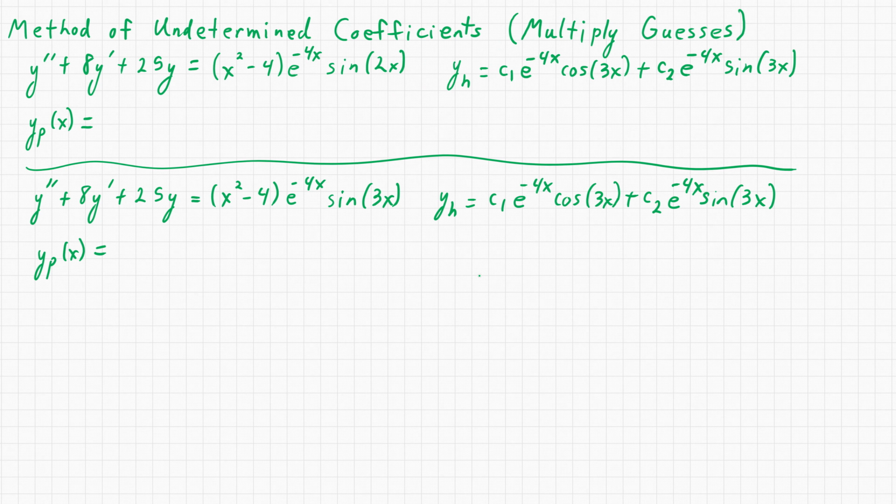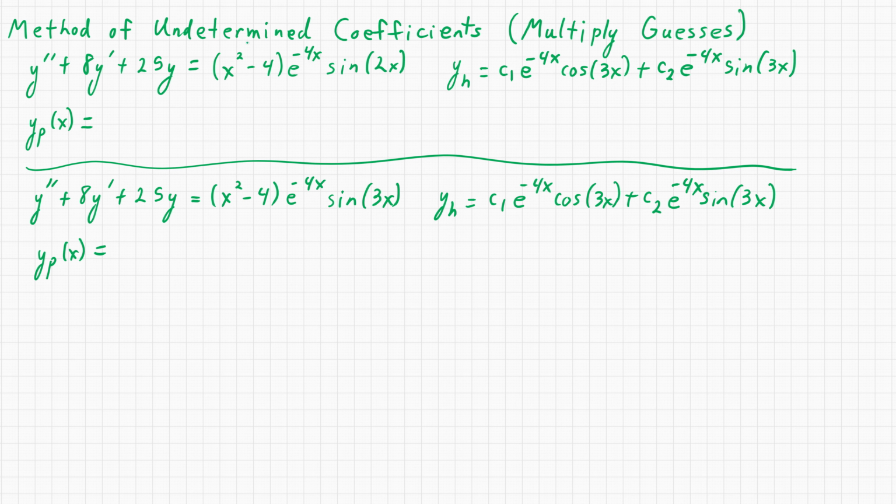For these two multiplying guesses, one of them will have to be modified, one of them won't. Let's get started. It's the same left-hand side for both of them: y double prime plus 8y prime plus 25y. And they both have the same homogeneous solution, which is c1 e to the negative 4x times cosine 3x plus c2 e to the negative 4x times sine 3x.